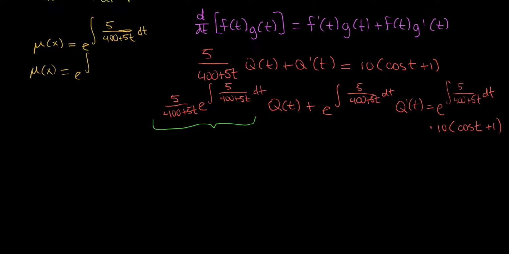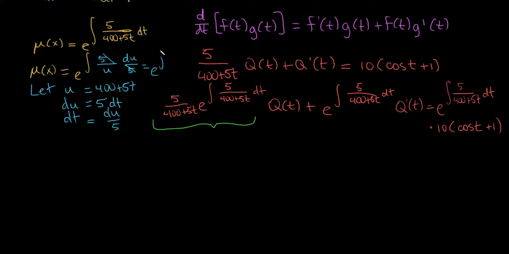So let u equal 400 plus 5t. du is the derivative, which is 5 dt. So dt, which is the term we're going to be substituting here, is du divided by 5. So when we take this here, we can substitute in u. So we have 5 divided by 400 plus 5t, that's u, dt, we substitute in for du divided by 5. Oh, hey, 5's cancel out, so you're left with e to the integral of du divided by u.